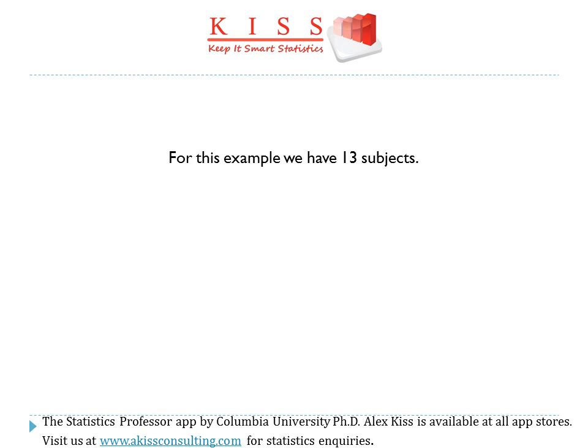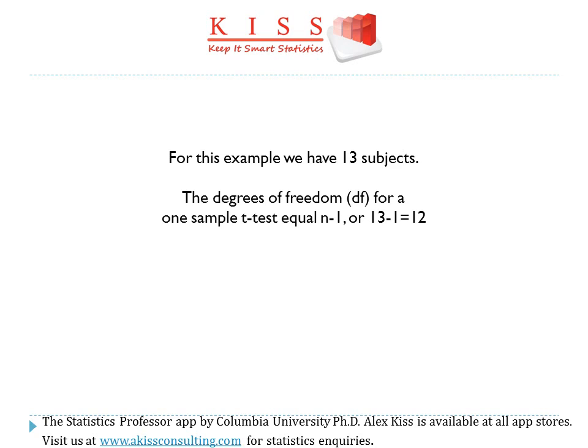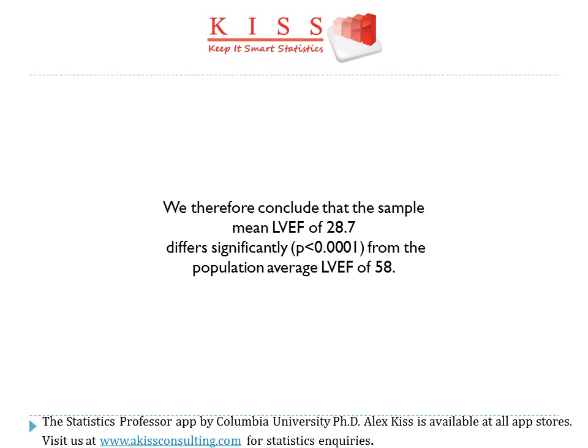For our example, we know we have 13 subjects. The degrees of freedom for one sample t-test equal n minus 1. So in this case, 13 minus 1 equals 12. A t-value of minus 9.7 on 12 degrees of freedom corresponds to a p-value of p less than 0.0001, which is a highly significant finding. We therefore conclude that our sample mean LVEF of 28.7 differs significantly from the population average LVEF of 58.